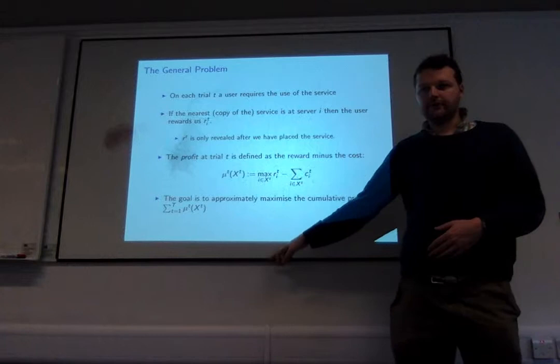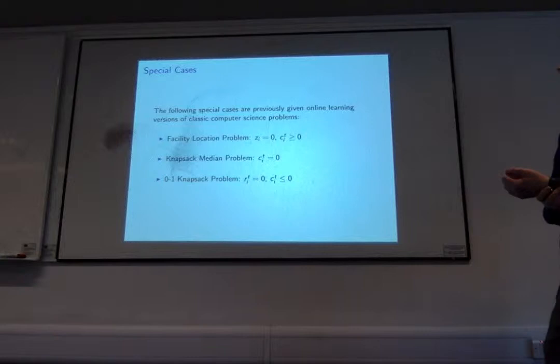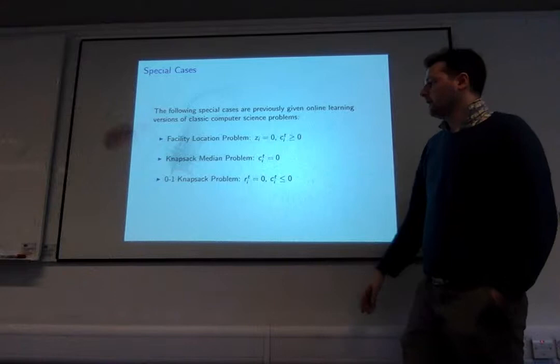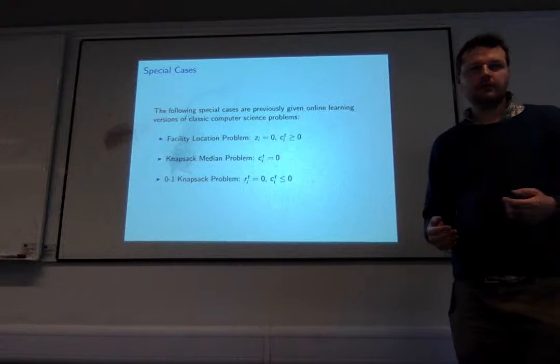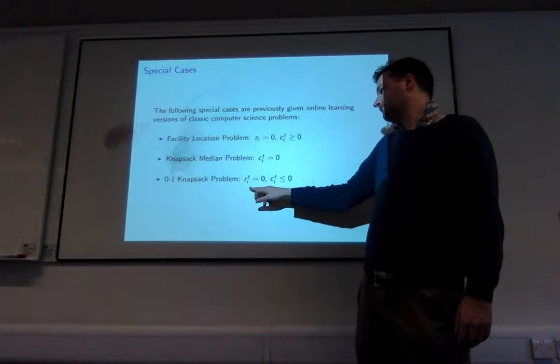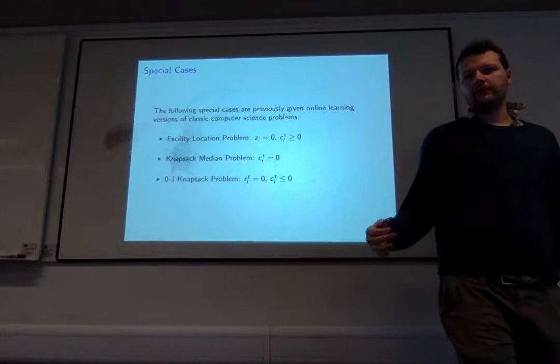Our special cases from the beginning are as follows. The facility location problem: the energy is equal to zero, so we don't have a knapsack constraint, and the costs are greater than zero. The knapsack medium problem: the costs are equal to zero, so we only have the energies and the rewards, i.e. the weights of the items in the knapsack and the rewards given to the user for its payload. The 0-1 knapsack problem: the rewards are all zero, but the costs are negative. We're getting a reward for every item instead of having to pay for it.